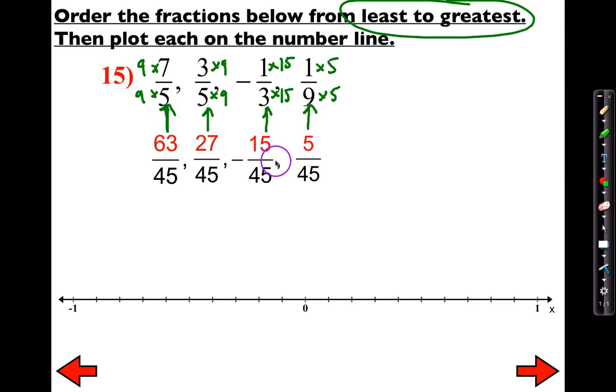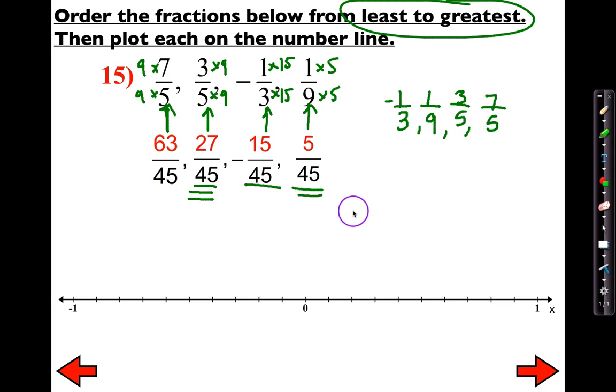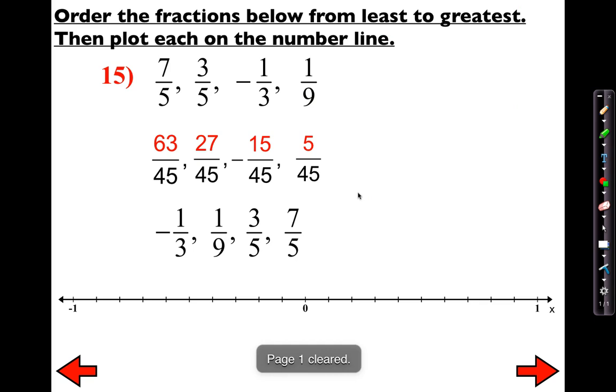But in order to order them from least to greatest, I'm going to rely on this. So here is the smallest number, so I'm going to first write negative 1/3. The next smallest number would be this one, so I would say then 1/9. The next smallest number is going to be this one here, so I'm going to write 3/5. And last but not least would be our 7/5. Okay, so let me clean that up a bit.